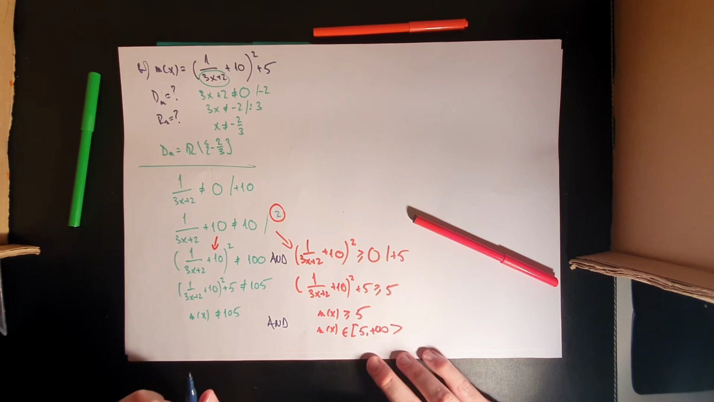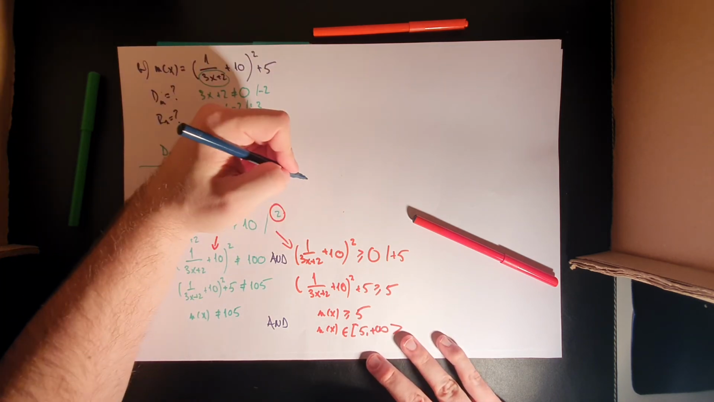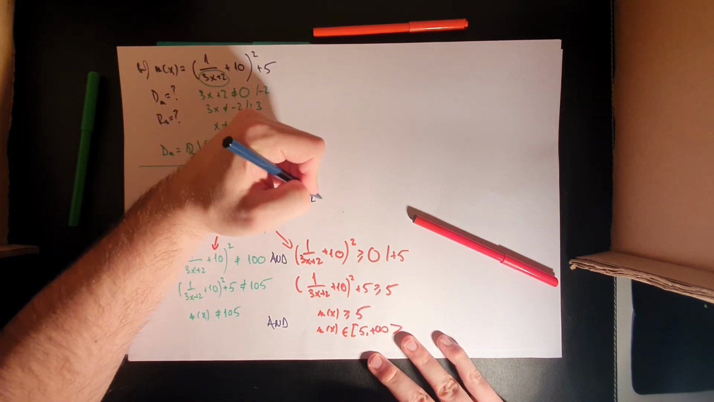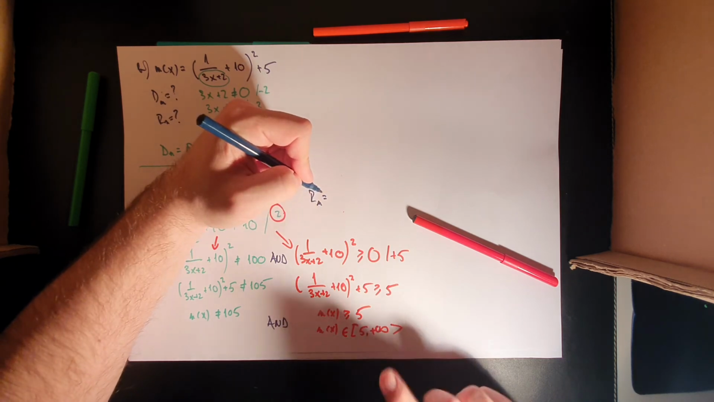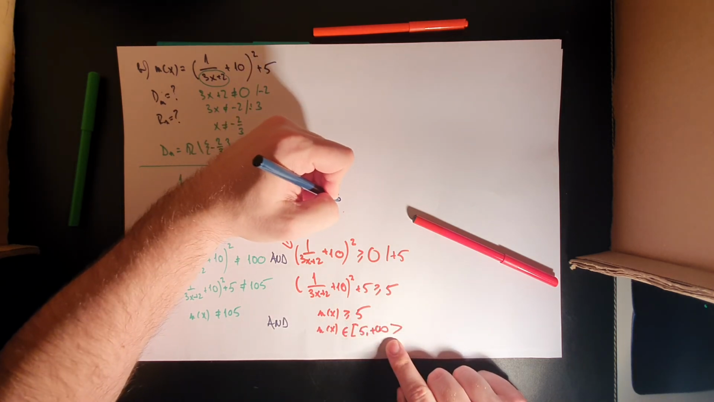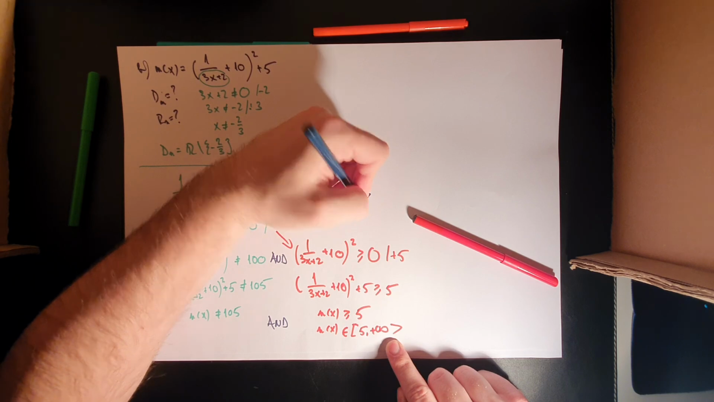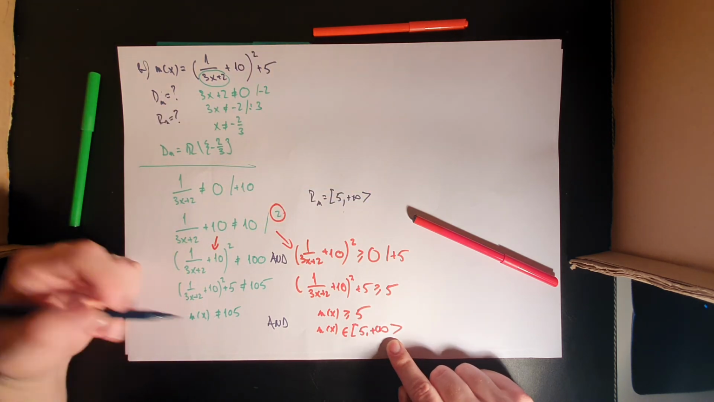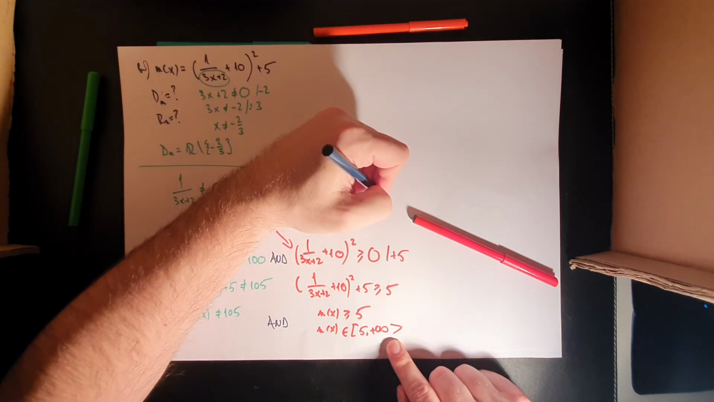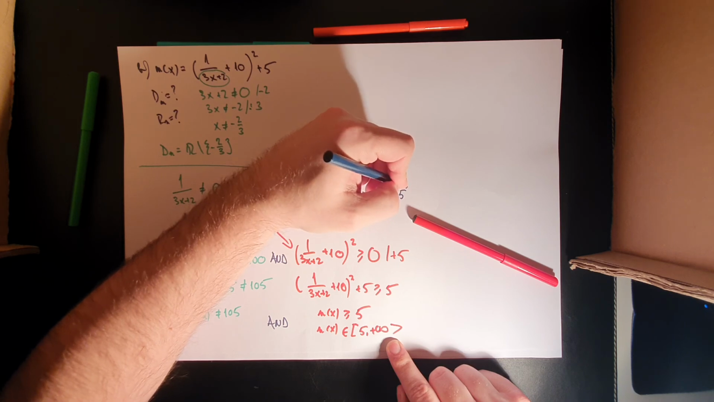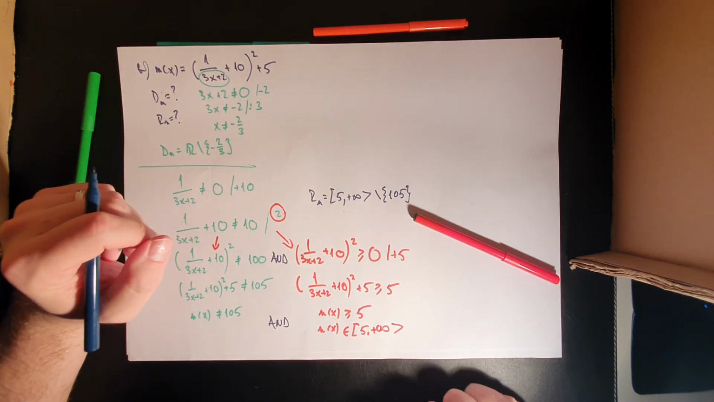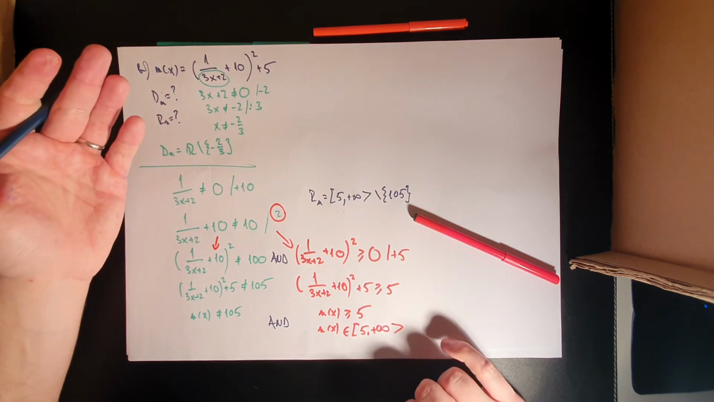So what can I say? The range of this function, I'm going to define it here. The range of the function n is this whole interval, and I have to remove 105 from it. Let's remove it. Without 105. And we are done. This is the way you do it.